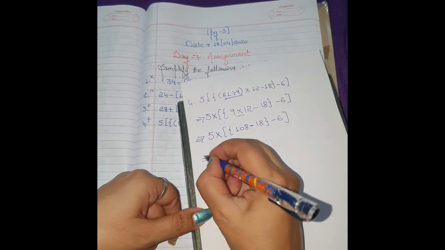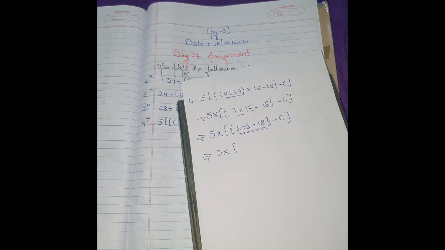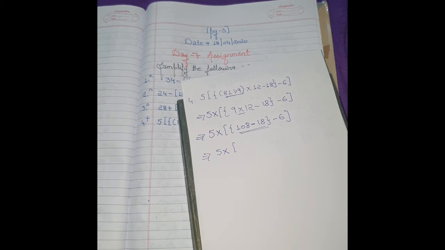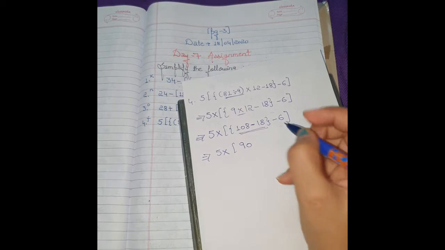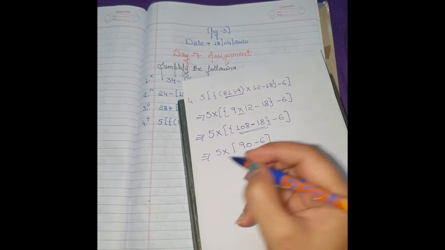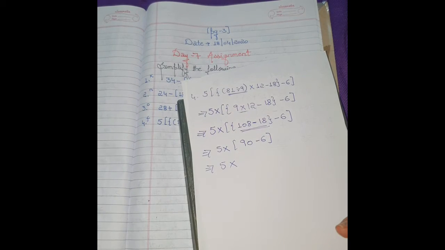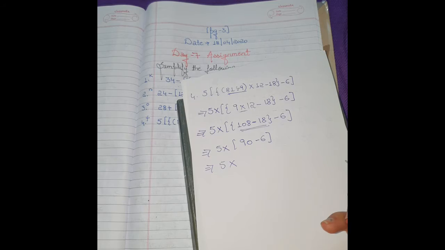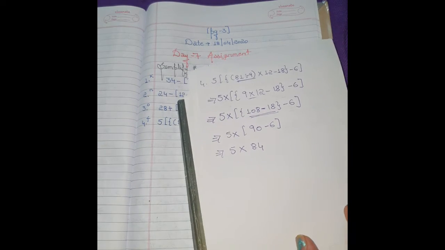big bracket. Now 5 into, now you can directly solve your curly bracket here. So 108 minus 18 will give you 90. Okay, so 90 minus 6, close your square bracket, then 5 into, solve your square bracket also. After solving the square bracket, you will get the answer as 90 minus 6 is equals to 84.